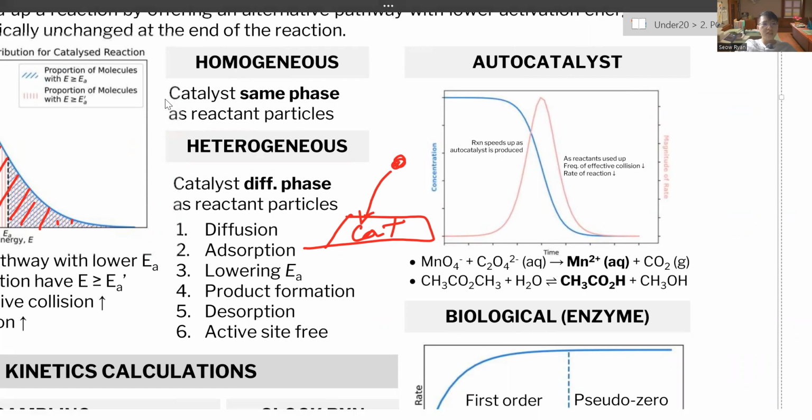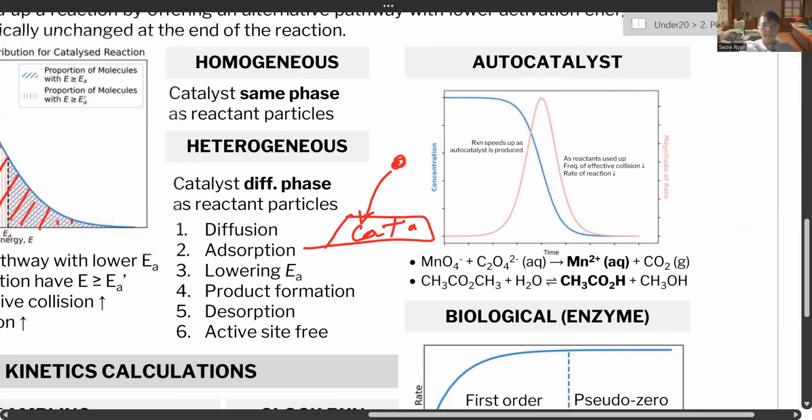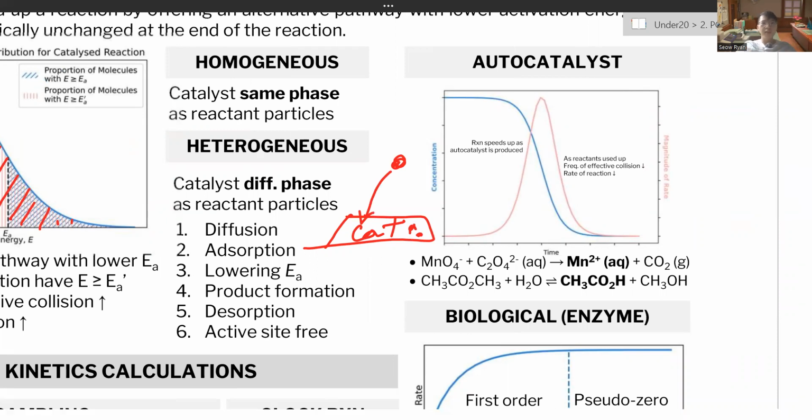After adsorption, there is now a microenvironment that is favorable for the reactant particles to react with each other. This lowers the activation energy barrier for the reactant molecules to react with one another on the catalyst surface. And because of this reaction, the product is formed.